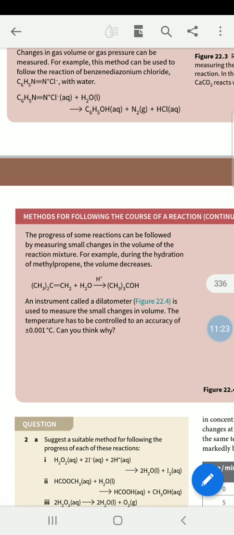That's the note for different methods that we can follow to get data that is required to get an idea about the rate of the reaction or the course of a reaction.